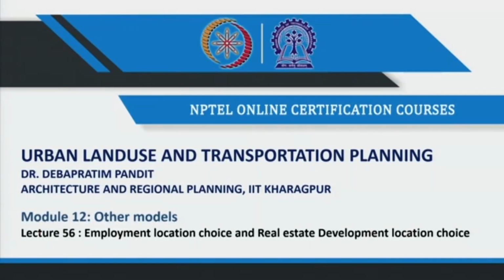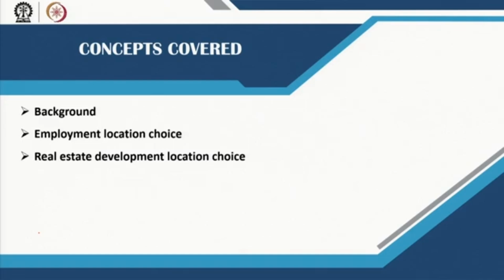So, in lecture 56, we start with employment location choice and real estate development location choice models. As we have discussed earlier, we have discussed residential location choice, but there we considered employment location choice as exogenous. Here we will develop an employment location choice model, and along with that we will also look into real estate development location choice as well. These are the two things which we have taken as exogenous in our 4-stage model, but because we are looking into some alternative models, we are also considering them as parts of the entire land use transportation modeling process.